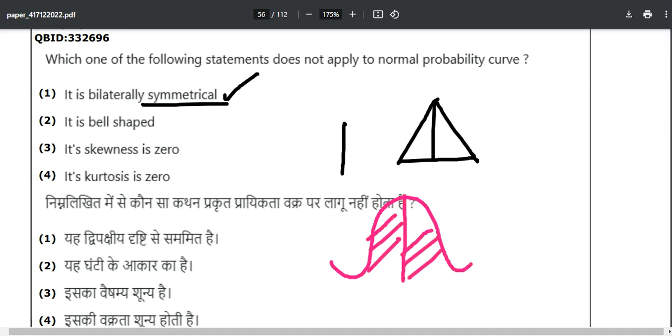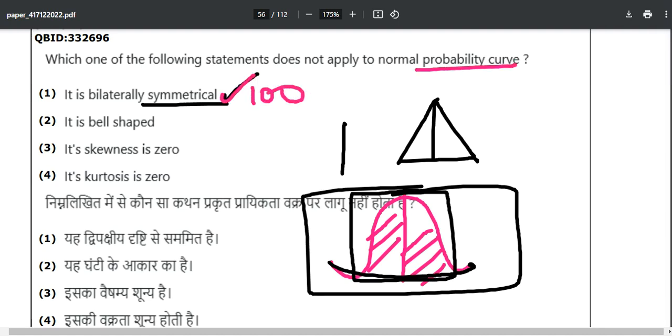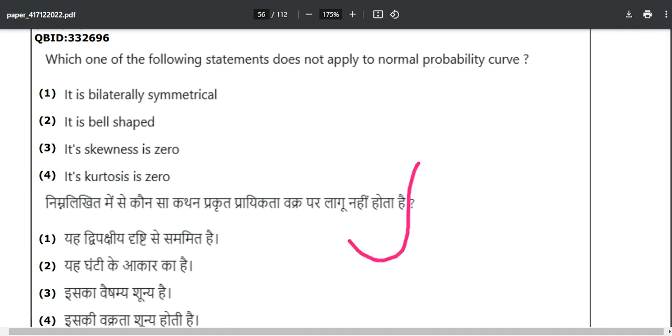50% this side, 50% this side. If you draw on a paper, on a carbon or wax paper, and it will completely overlap from this point to this point and everything will be covered. So it is bilaterally symmetrical. NPC, yes, 100%. It is bell shaped, yes, it is like a bell only. So it is also correct.